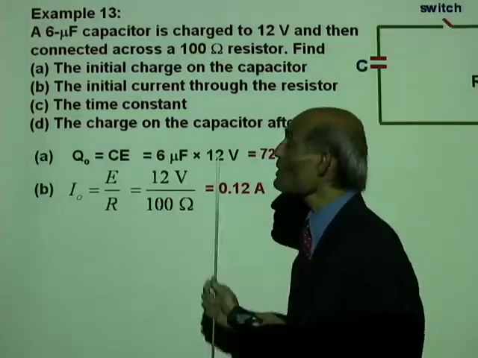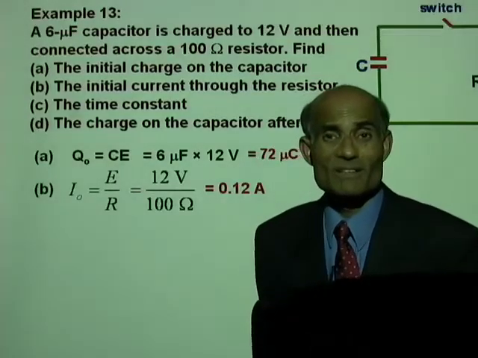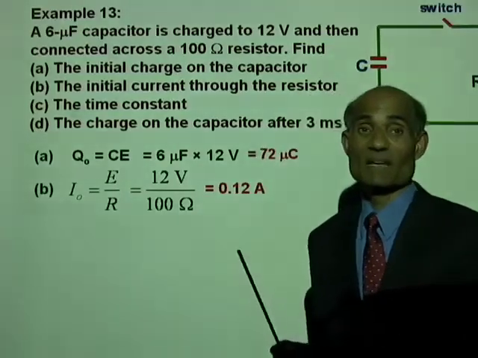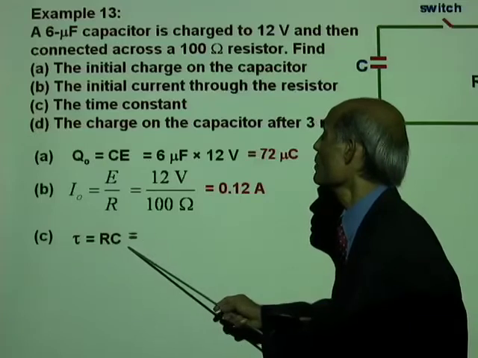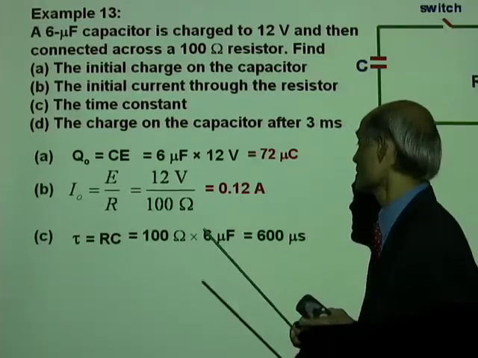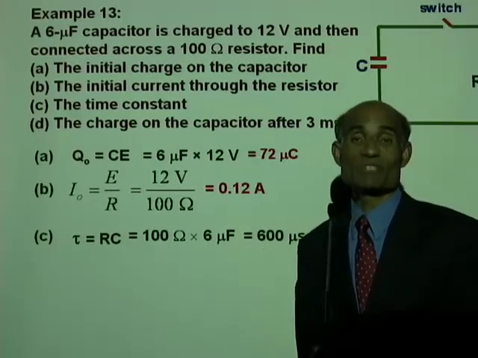What is the time constant? Time constant tau equals R times C. R is given, C is given, so we have 100 ohm times 6 microfarad, that is 600 microsecond, which is the time constant.